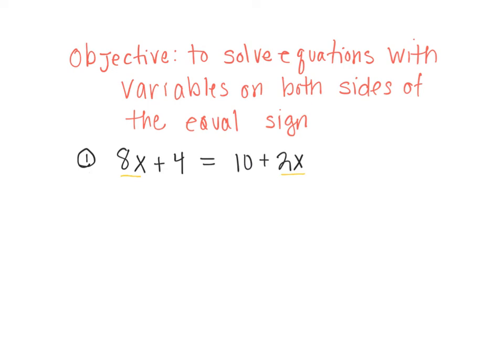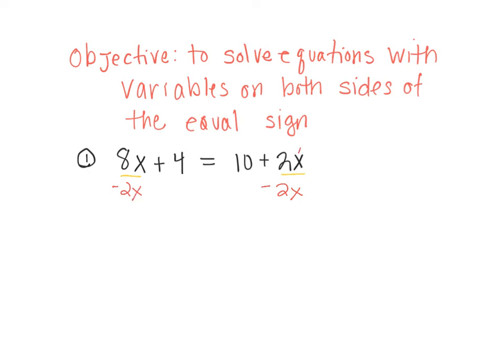And so our first step in solving this is to move all of our variables to one side and all of our constants to the other side. So I'm going to take this positive 2x and I'm going to move it to the other side by using the inverse operation. I'm going to subtract 2x.